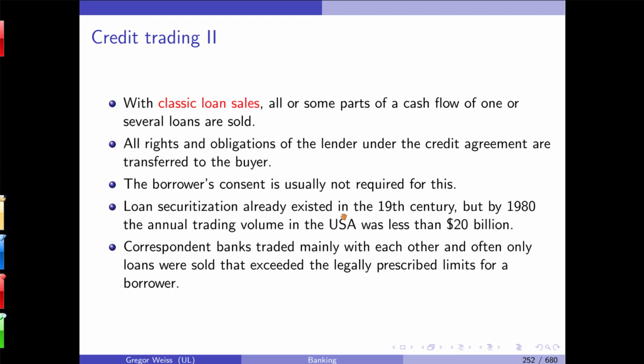So how is it done? I'm, again, Commerzbank. I want to sell 1,000 loans. I select those loans. This is a portfolio. And what I do is I form a new shell company, which we call a special purpose vehicle. In other words, it's a post box on the Cayman Islands.